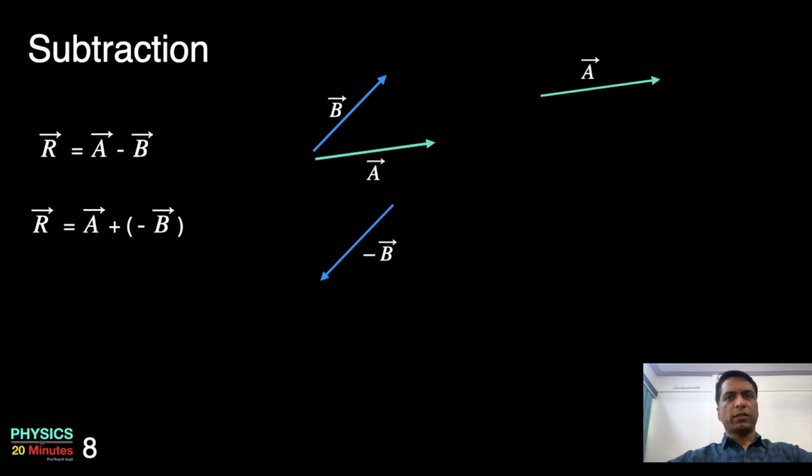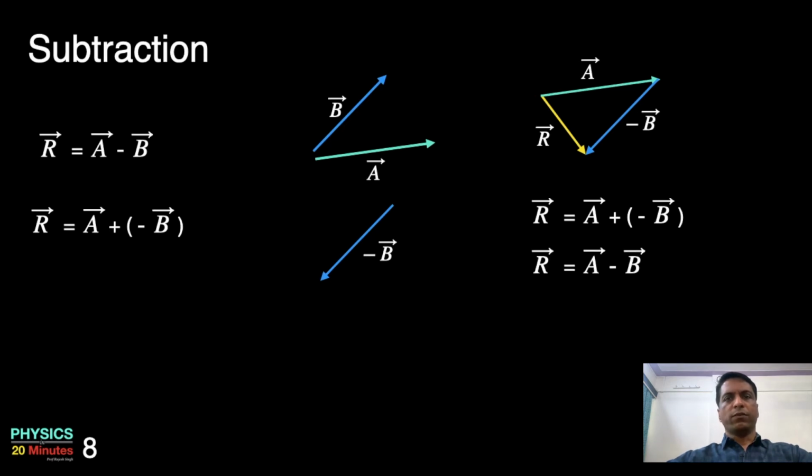So I will take a vector A. On the head of vector A, I will put the tail of vector minus B. If I draw a resultant vector, it will be from the tail of A to the head of minus B vector. So I draw this. Therefore, this is my vector R. Vector R will be given as vector A plus minus vector B. Therefore, vector R is equal to A minus B.